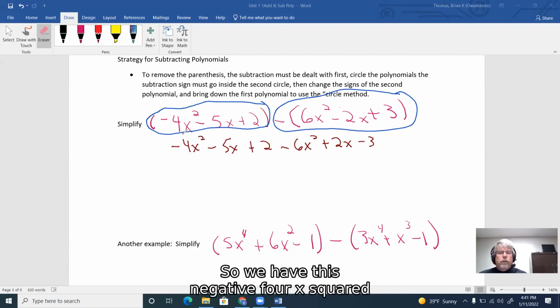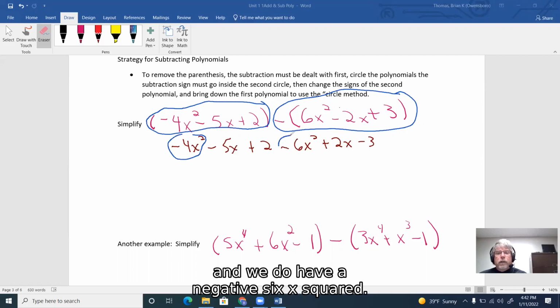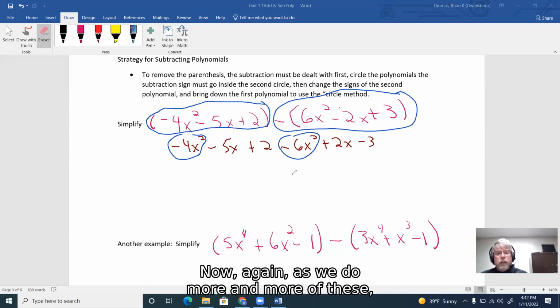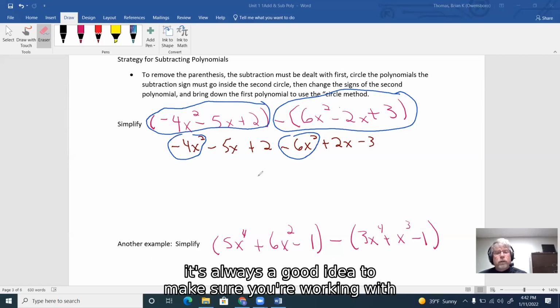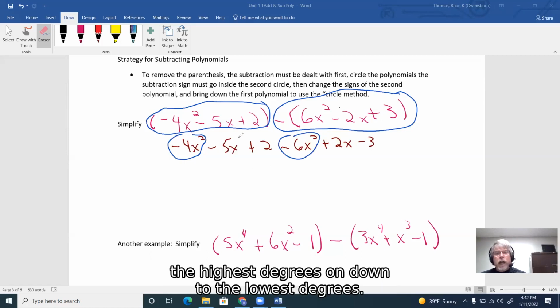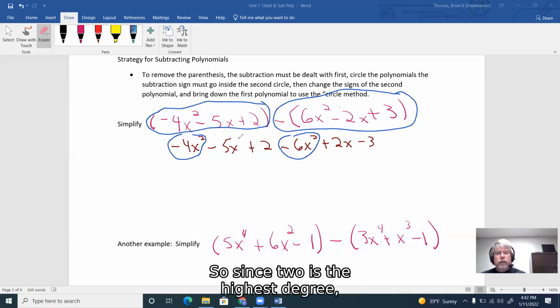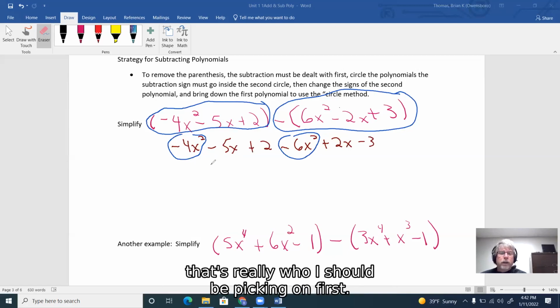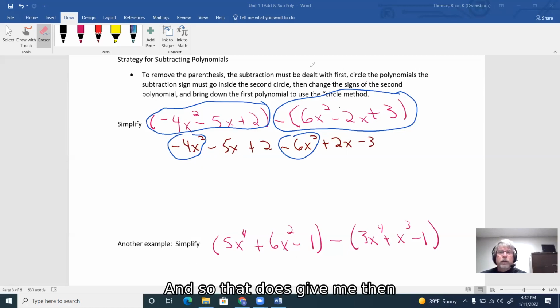So we have this negative 4x squared, and we do have a negative 6x squared. Notice again, as we do more and more of these, it's always a good idea to make sure you're working with the highest degrees on down to the lowest degrees. So since 2 is the highest degree, that's really who I should be picking on first. And so that does give me then this negative 10x squared.